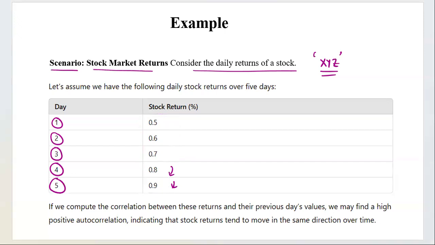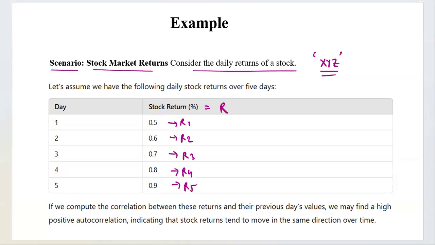Now, what do we understand from this kind of an example? Here, we can name this stock return as a variable R, right? The first day return can be termed as R1. It is R2. Third day R3. Then it is R4. And this is R5. Now, what I do, I find out the covariance between R1 and R2, right?